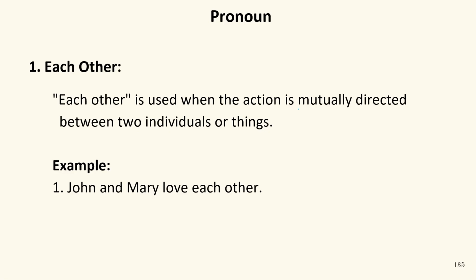Now, each other is used when the action is mutually directed between two individuals. This is the thing to focus on over here, that each other is used only with two persons or things. John and Mary love each other. Now, John and Mary are two persons. They have a relationship. They love each other. So the mutual relationship has been shown over there. And each other we are using because we are talking about only two persons.